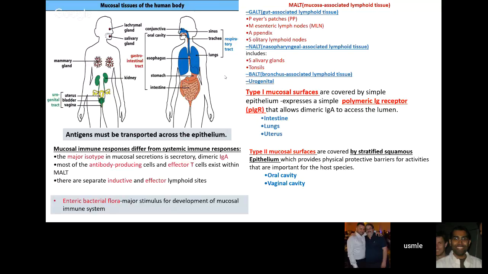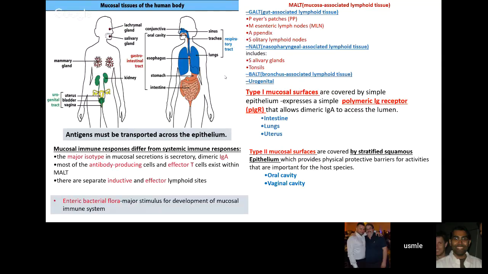So the MALT system does have multiple subclasses. Know them. They're high yield. You have the GALT, which is the gut-associated lymphoid tissue. You have the NALT, which is nasopharyngeal-associated lymphoid tissue. You have the BALT, which is bronchus-associated lymphoid tissue, and you have the orogenital.